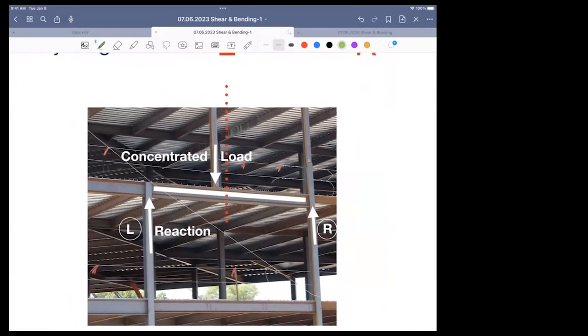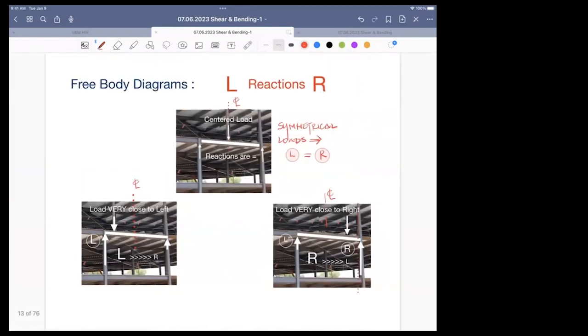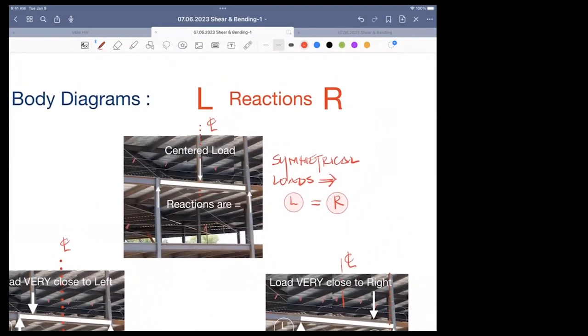When we have a concentrated load or a uniform load, the load has to transfer to a member. In this case, there is a left reaction and a right reaction. There is a load applied. It's like an action, and then there is a reaction to support that load. If that load is symmetrical, or if it's in the dead middle of a beam, then the reactions are equal.